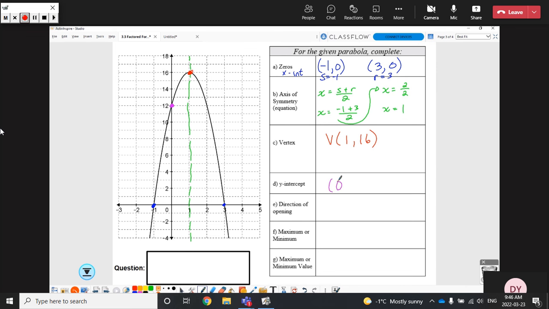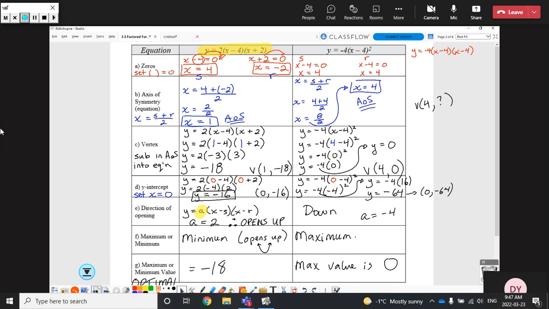Y-intercept, (0, 12). Direction of opening, down. That creates a maximum. And the max value is 16. Not too shabby. Now, sometimes when you're given the graph, it's really simple. And I know it's simple because you guys are so good at this. This is like the first 2 days of this whole unit. When you're given the equations, it could be a little bit complicated.